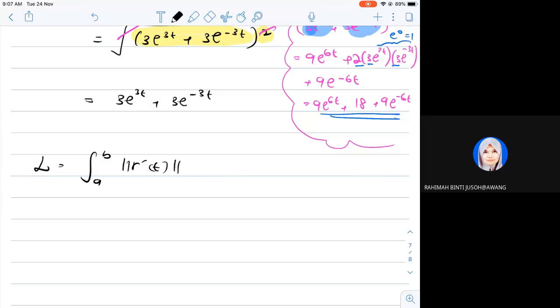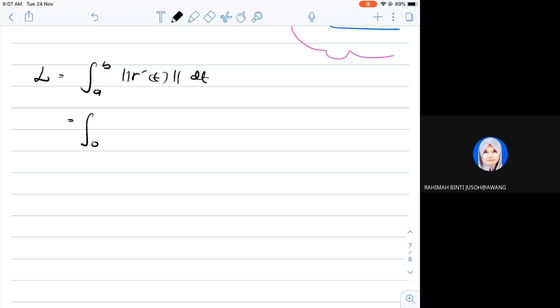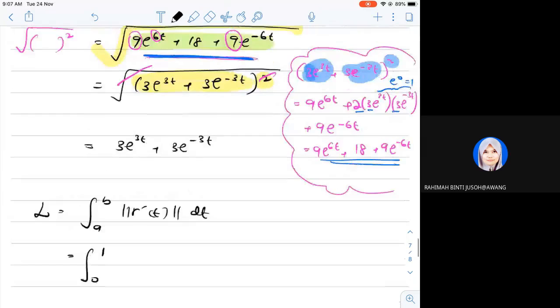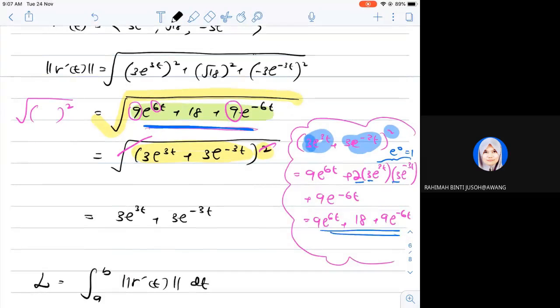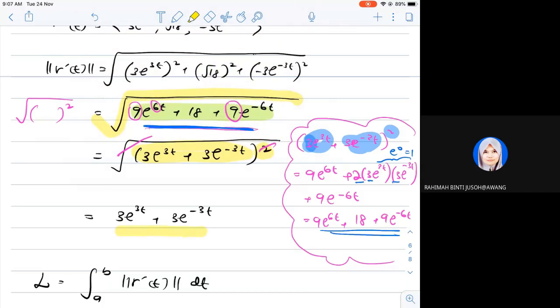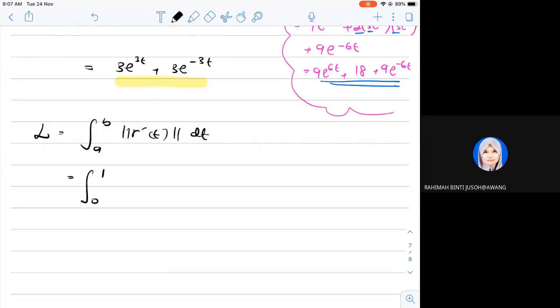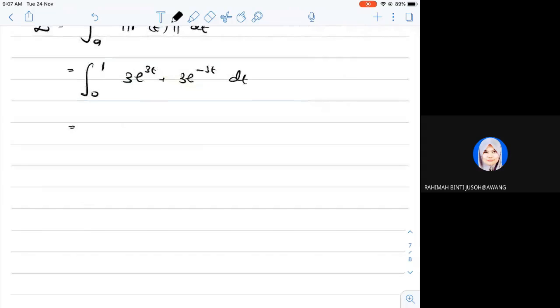So, guys, the arc length equals to, from a until b, magnitude of r prime t dt, which is equivalent to, we have t from 0 until 1, and then magnitude of r prime t. This is the answer of magnitude r prime t. So we copy this down here, dt. So we can integrate this happily.